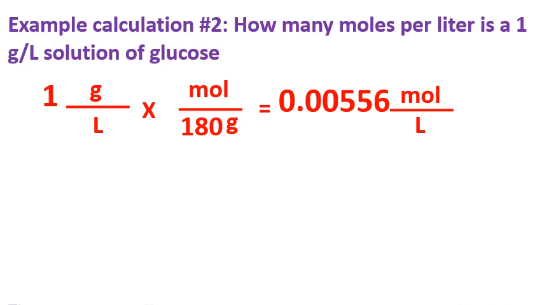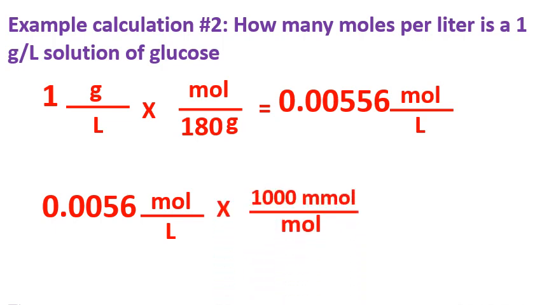And if I just take 1 divided by 180, I get 0.00556 molar, or moles per liter. But that's an awkwardly small number. I'd like to change the units so that it's a more reasonable number, not so small. So I'm going to take that number and convert it into millimolar instead of just molar. I'm going to multiply by 1,000 millimole over mole, because there are 1,000 millimoles in 1 mole.